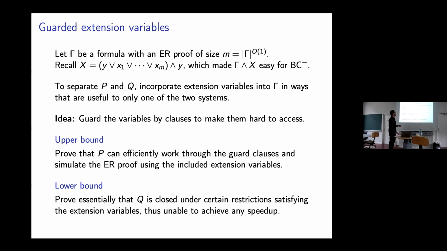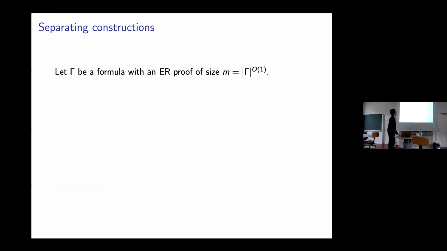And for the other one, we will say it's essentially closed under restrictions that satisfy, not all restrictions, but restrictions that satisfy the extension variables so that they will disappear from the formula. And this will show that they're unable to achieve any speedup. Now, just to show you the construction.